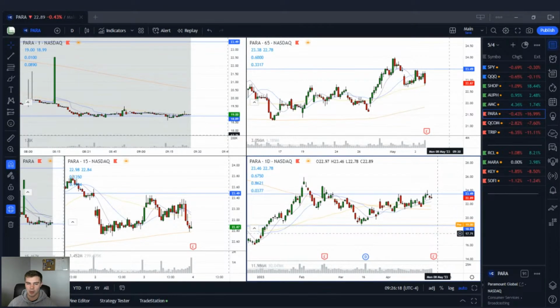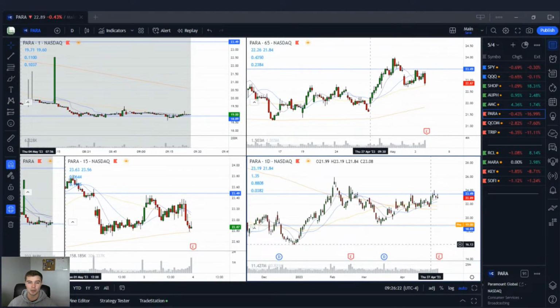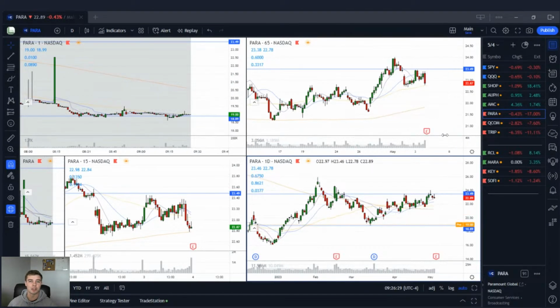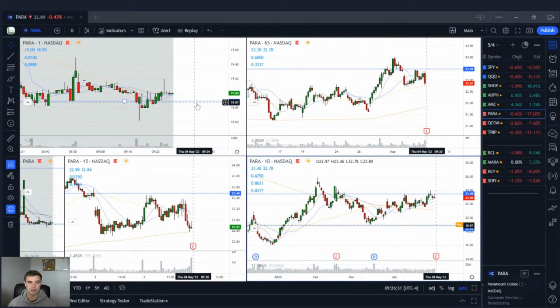So if we get under there, it should have some room to run. I mean, really, there's nothing holding it up until like 16 bucks. Probably not going to put in a $3 day today, but definitely keep your eye out for this one, especially under the support there at 18.90.